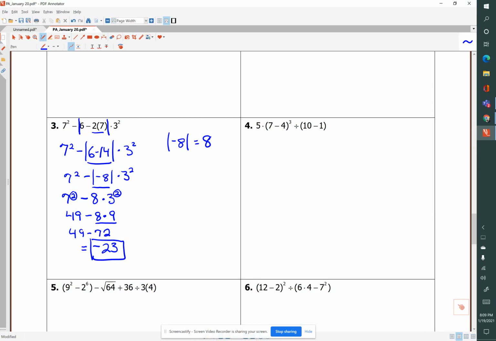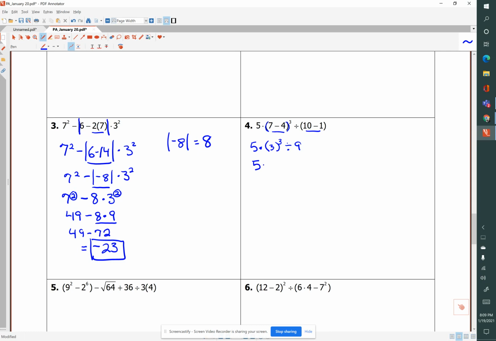Number 4, we have 5 times the quantity, this is a grouping symbol, of 7 minus 4 with an exponent of 3 on the entire quantity in the parentheses. And all that is divided by 10 minus 1. So I'm going to start inside both pairs of parentheses at the same time. 5 times 7 minus 4 is 3. I will keep the parentheses because there is an exponent there, divided by 10 minus 1, which is 9.